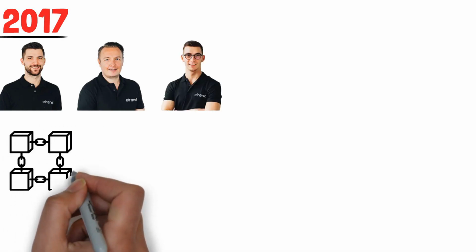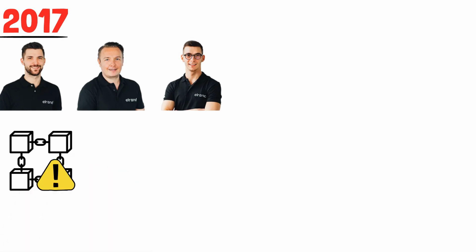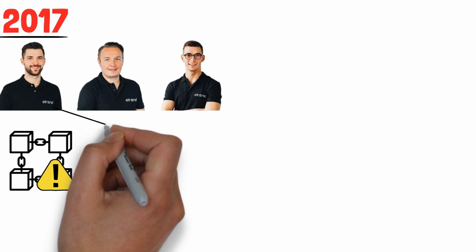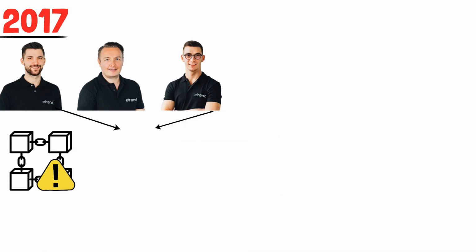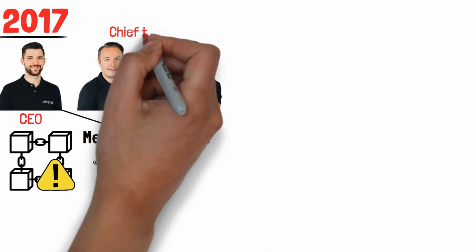Elrond was co-founded in late 2017 by brothers Beniamin and Lucian Mincu, alongside Lucian Todea, as a solution to the problem of blockchain scalability, which they thought to be the most pressing problem facing the industry. Prior to Elrond, Beniamin and Lucian Mincu co-founded MetaChain Capital, a digital asset investment fund, with Beniamin Mincu serving as CEO and Lucian Mincu as Chief Technology Officer.